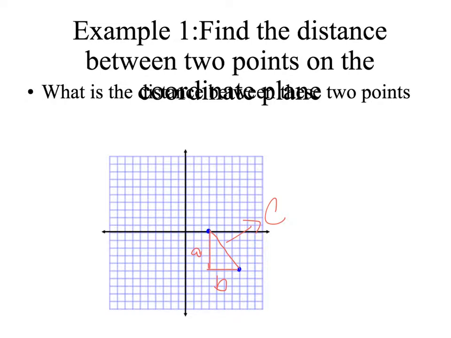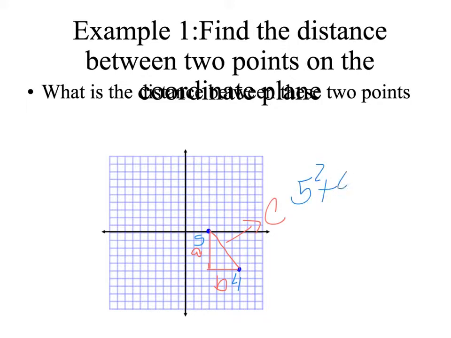So for instance, my height over here, if I count my boxes, I have 1, 2, 3, 4, 5. 5 boxes. So we're going to say that A has a length of 5. B, on the other hand, if we count the boxes, 1, 2, 3, 4. So my B side is going to have a length of 4. I now have my 2 lengths, one missing side, and a right triangle. So I can go ahead and use the Pythagorean Theorem.